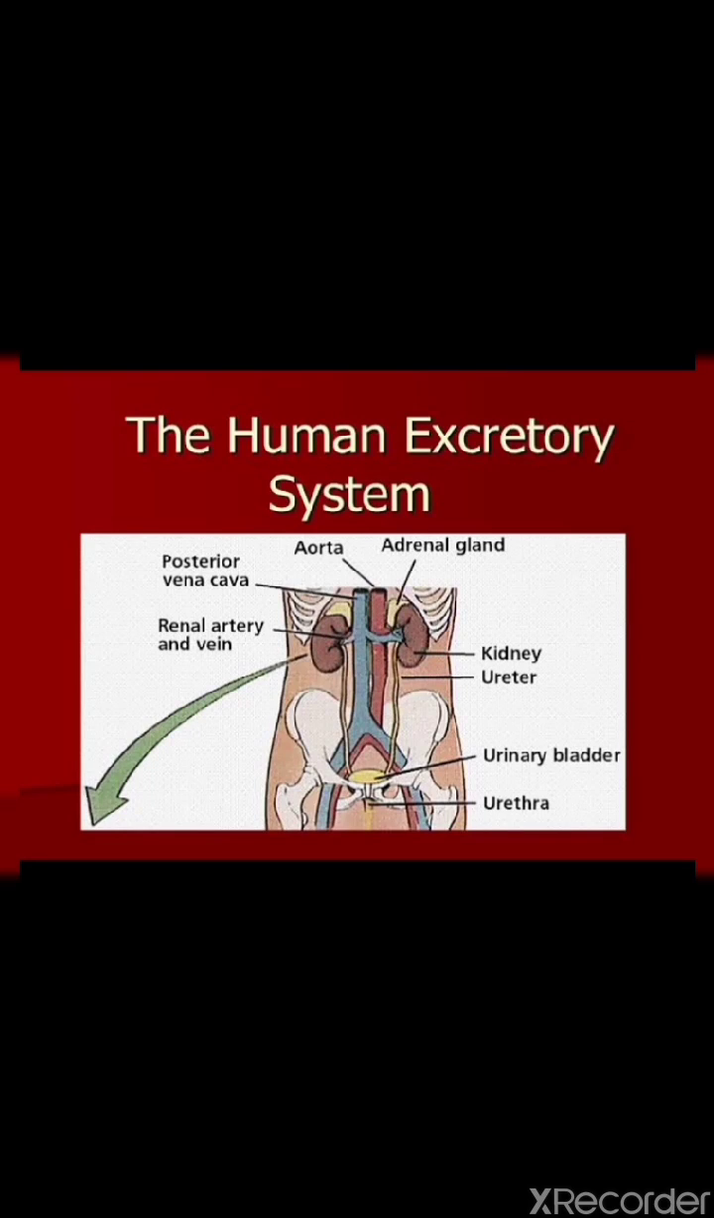Hello everyone. Today we will discuss the structure and position of the human kidney. Here you can see in the figure that there are two kidneys. Humans have a pair of kidneys located on either side of the backbone on the posterior surface close to the dorsal inner wall of the abdominal cavity.